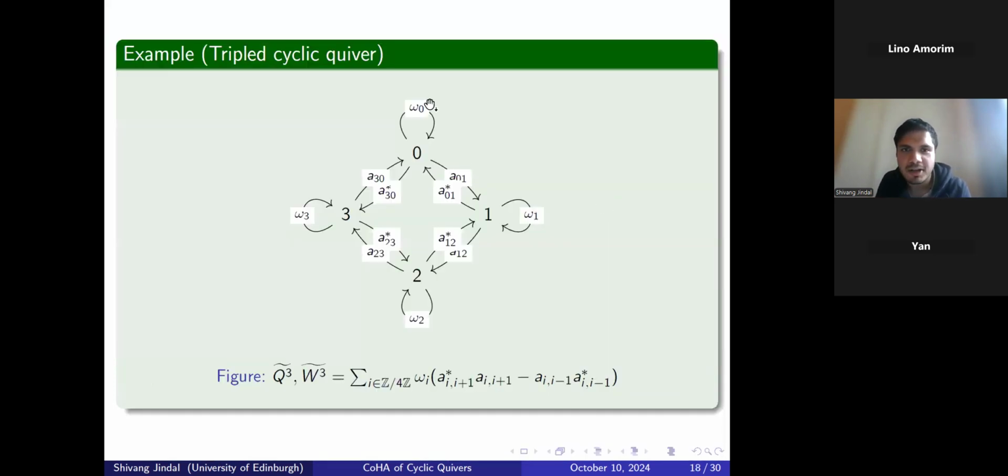For example, take the tripled cyclic quiver. This is a cyclic quiver of length 4, so you have 4 vertices. The original arrows are A01, A12, A23, A30. Then you add an arrow in the opposite direction, and then for every vertex you add loops, and then define a potential given in this specific way.